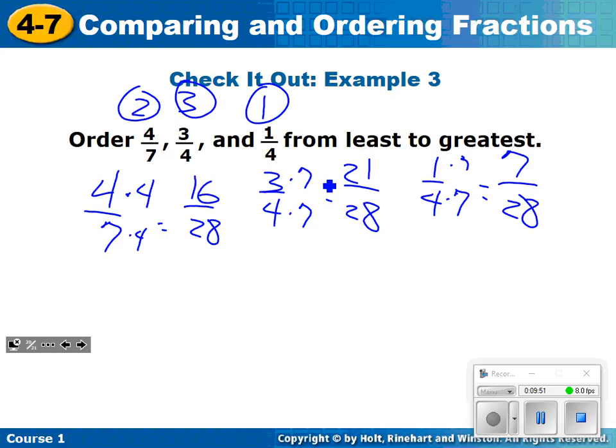All right? And honestly, that's all you're going to be working on for tomorrow. Finding common denominators, comparing fractions. So your homework, page 200. Numbers 10 to 44 even.